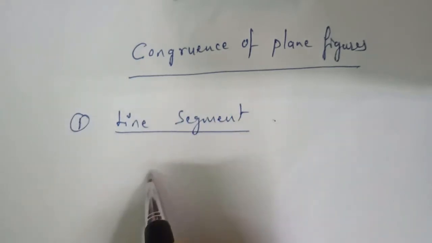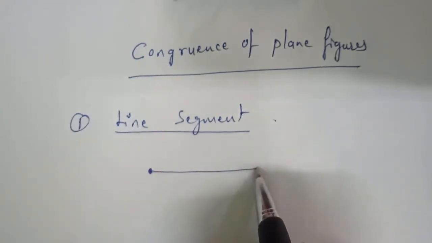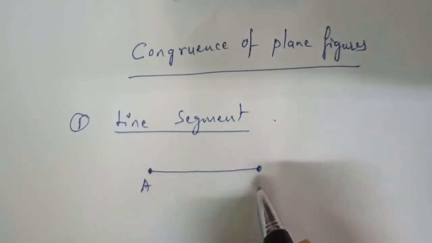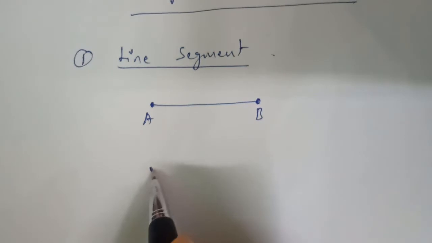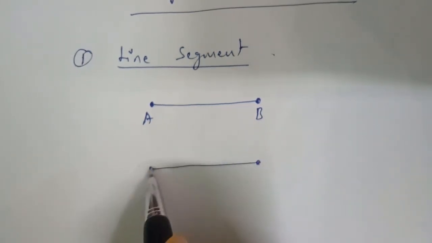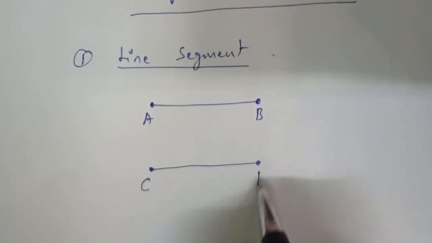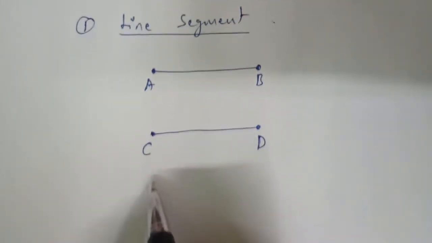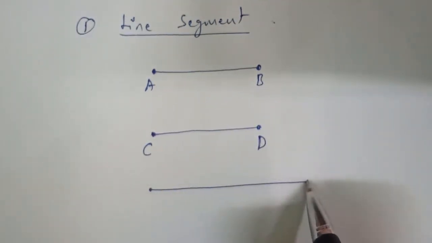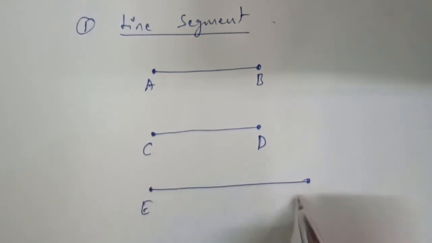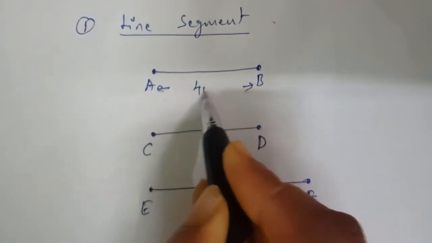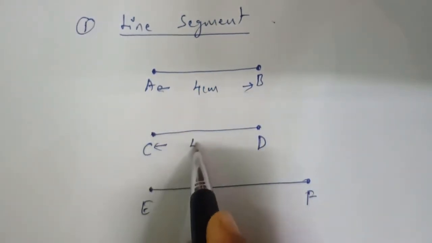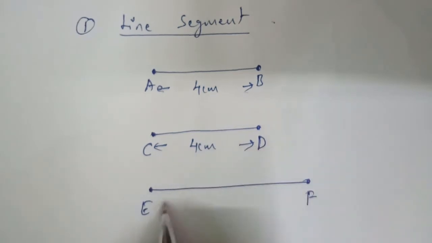Let us first draw the line segment. Suppose this is line segment AB. Another line segment, CD. One more line segment I am drawing, let this be EF. Let the measurement of this line segment be 4 centimeter, this is also 4 centimeter, and this is about 6 centimeter.